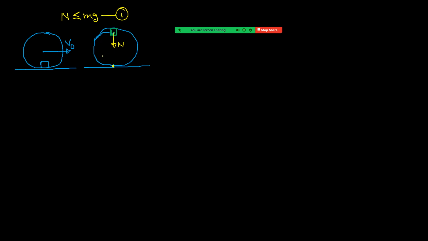Now the question is without bouncing. That means the ring should not lose contact with the ground. That happens if the force by the small body on the ring is less than or equal to mg. Equal to means just losing contact. Less than means not losing contact. Okay. Now focus on how to get the value of N.